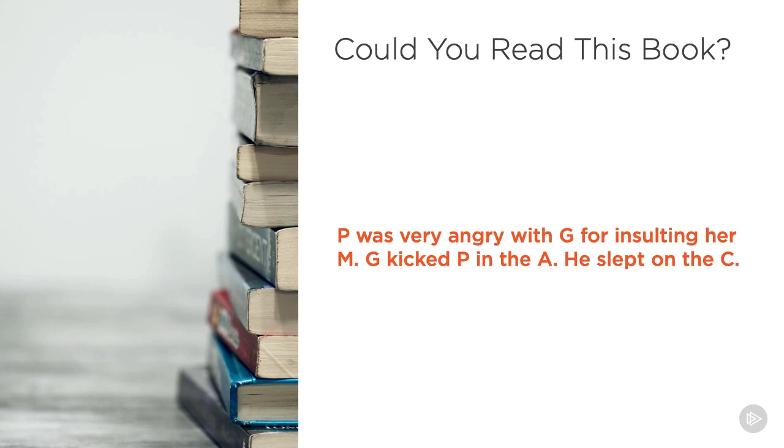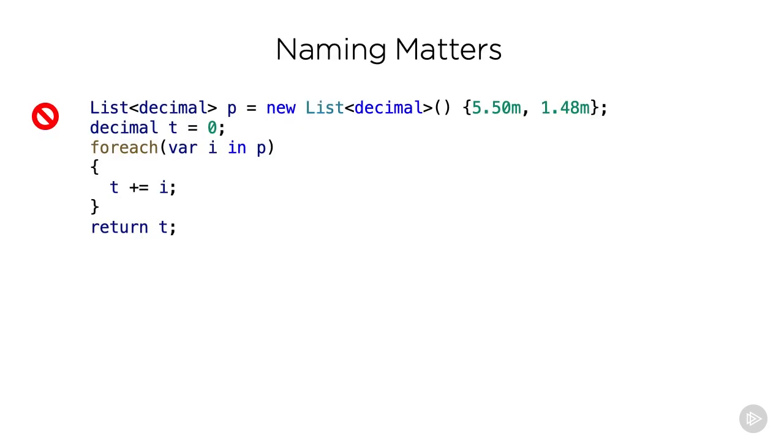P was very angry with G for insulting her M. G kicked P in the A. He slept on the C. It reads a bit like a bad game of Mad Libs. Now, can you sort out the gist of the story by using the context around poorly chosen names? Sure, but it's taxing and it adds unnecessary confusion. The situation is even worse when programmers use misleading names that actively mask intent.